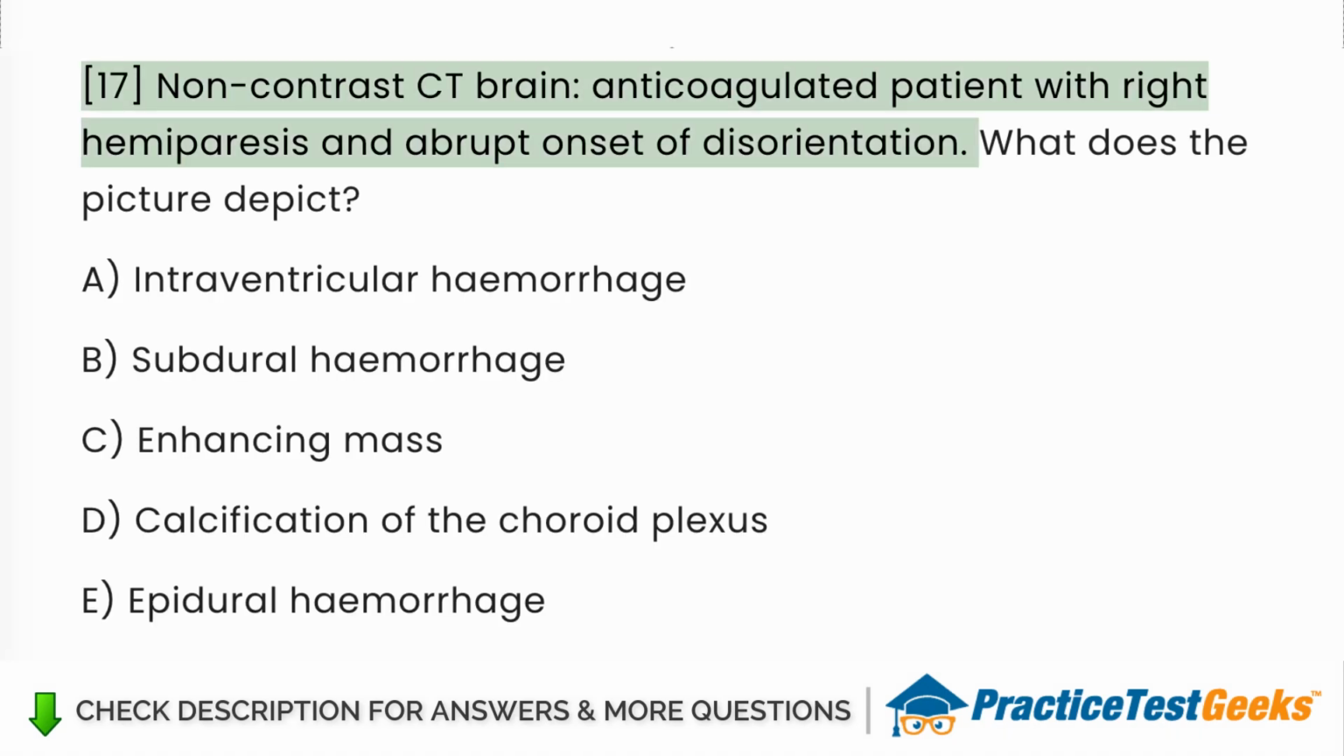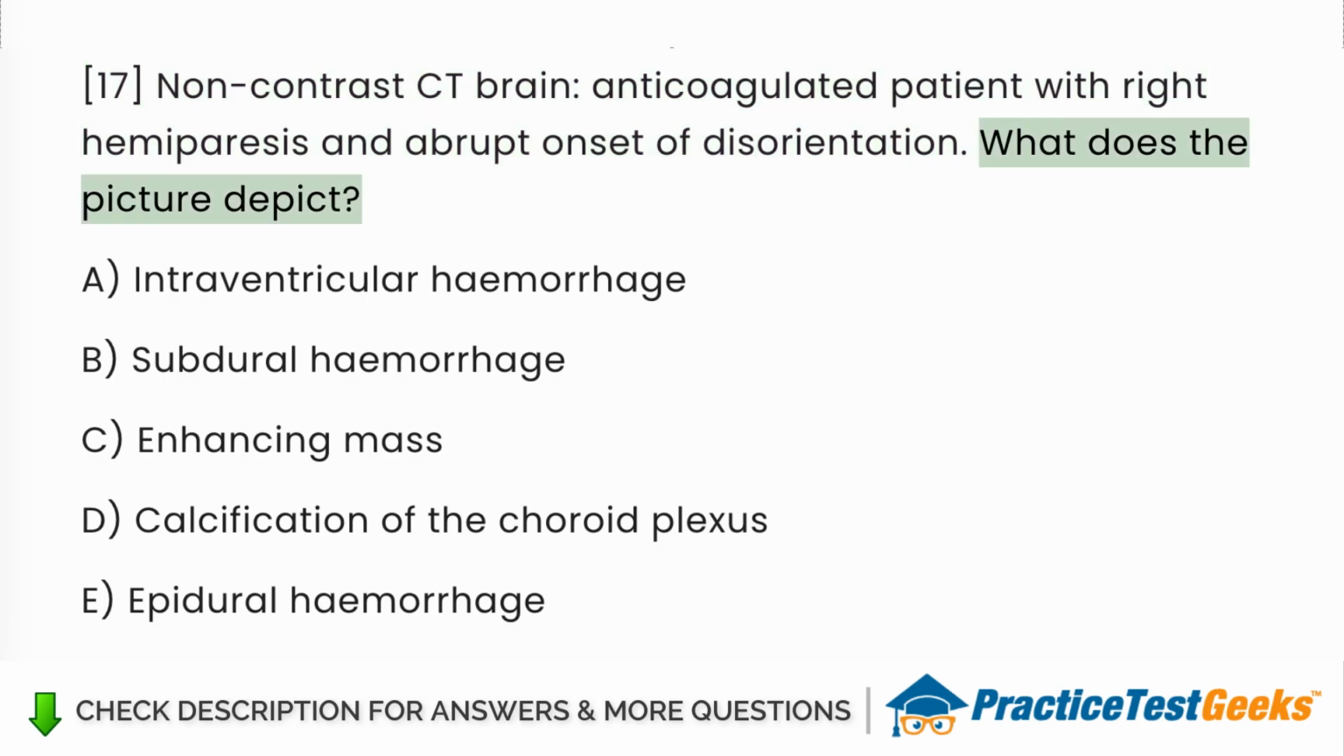Non-contrast CT brain, anticoagulated patient with right hemiparesis and abrupt onset of disorientation. What does the picture depict? A. Intraventricular hemorrhage. B. Subdural hemorrhage. C. Enhancing mass. D. Calcification of the choroid plexus. E. Epidural hemorrhage.